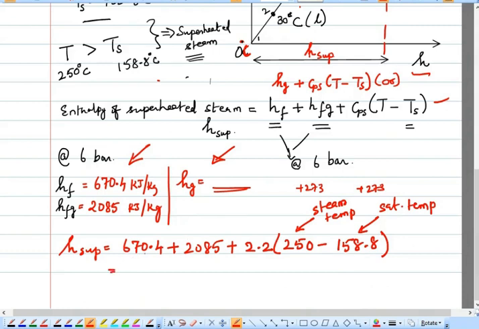If I calculate this, what will you be getting? 2956.04 you will be getting. You can take it as 2956 kilojoule per kg. So this is the heat that has to be added per kg.